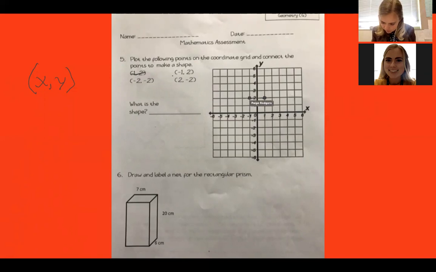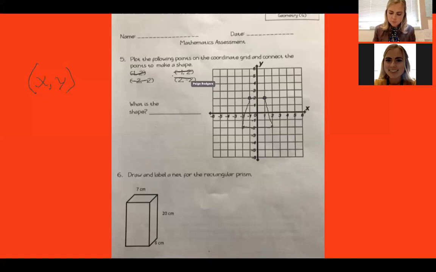I'm connecting the points. Next one, -2, -2. So -2 on the X, -2 on the Y. And then I have +2 on the X, -2 on the Y. So that's how you would plot those points.